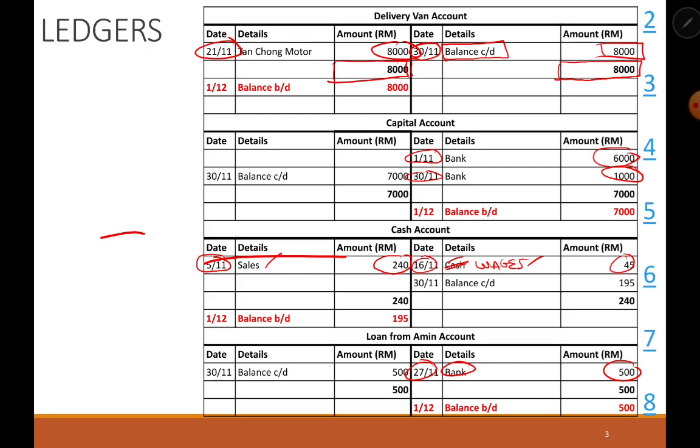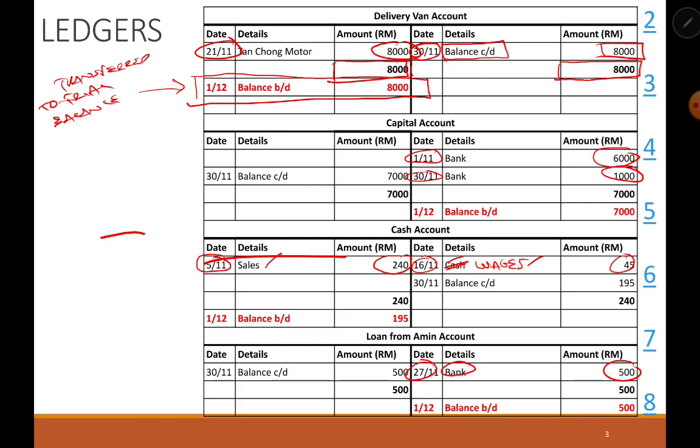Balance carried down as at the end of the period will become balance brought down for the next period. So here on 1st December it becomes balance brought down on the debit side. This one has a debit balance. This one will be transferred to the trial balance.